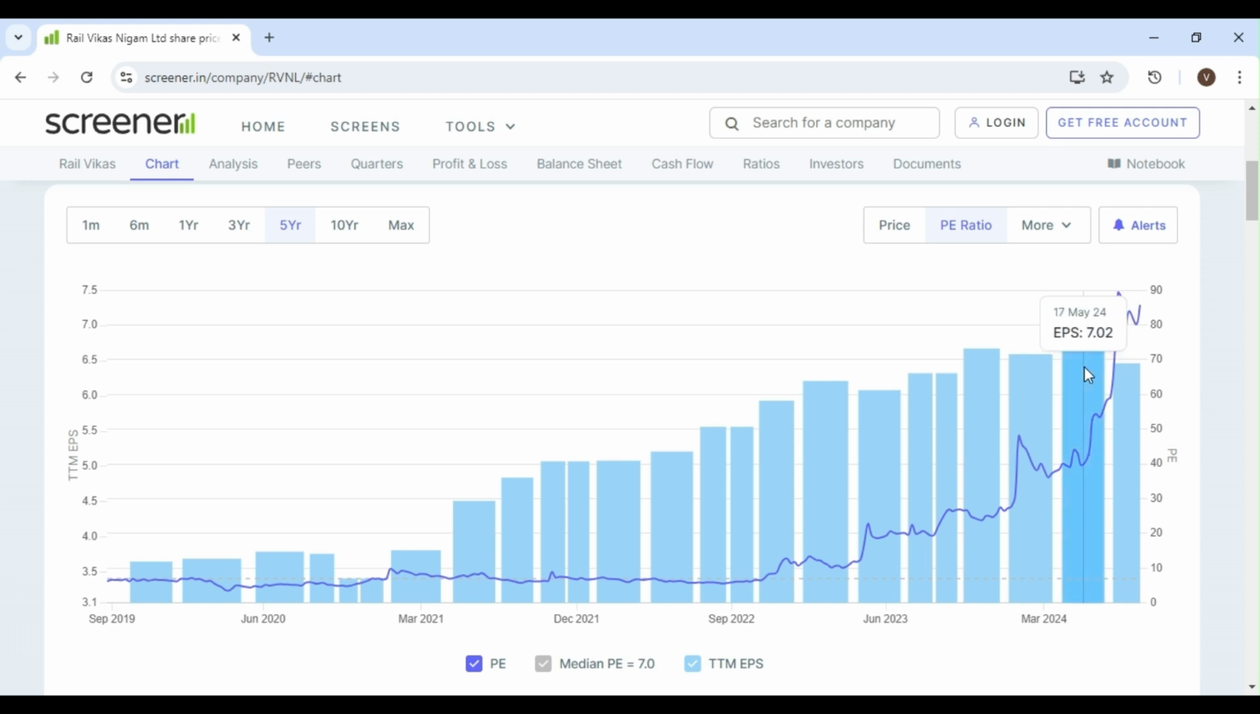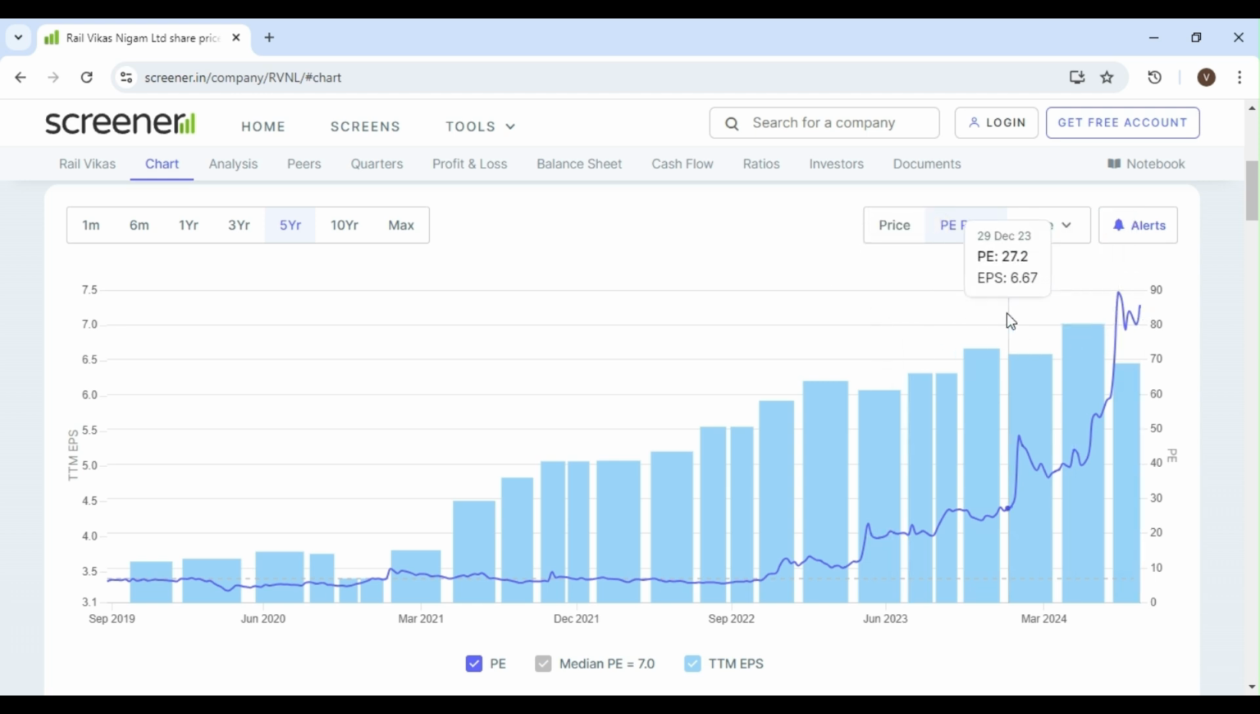So current quarter it is 7.02, and the previous quarter 6.59, so EPS has increased. So it is an increasing trend. This quarter we have to see that as on 12th July only it has come, and as on 4th it is 85 times the PE.